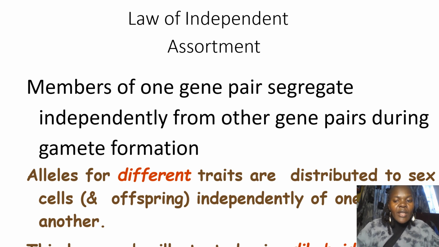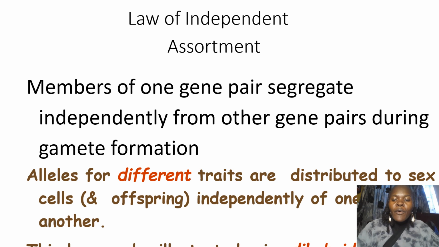So we have two genes, but they are saying the members of one gene pair, as much as these genes are controlling two traits, they have to be independent of one another at the point of gamete formation. They don't depend on one another. If it is the gene which controls shape, it independently segregates from the gene which controls height. So they talk about alleles for different traits.